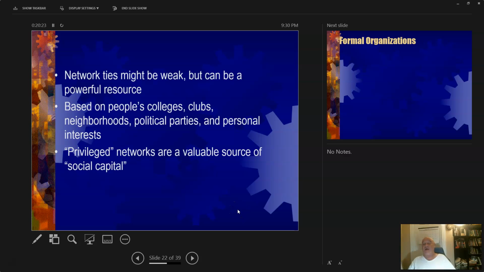Network ties may be weak, but they can be a powerful resource. People's colleges, the clubs, neighborhoods, political parties, personal interests, people you know, people maybe from your church. So a privileged network is a valuable source of social capital. This is how many people find work, through social capital, through social connections, as it were.